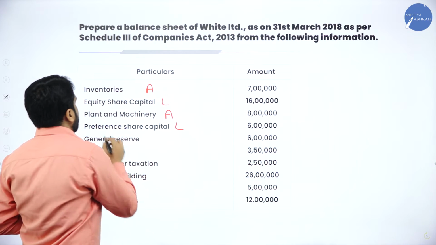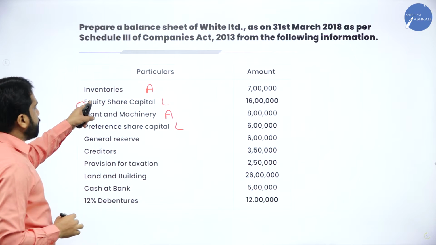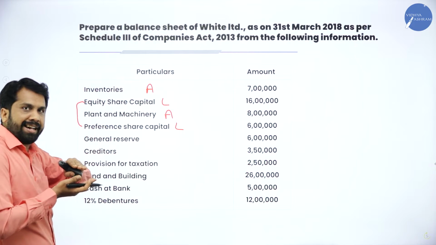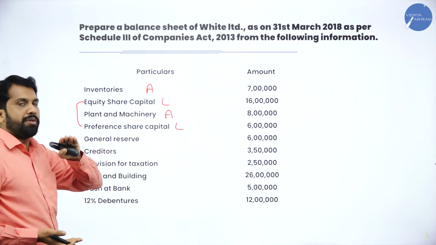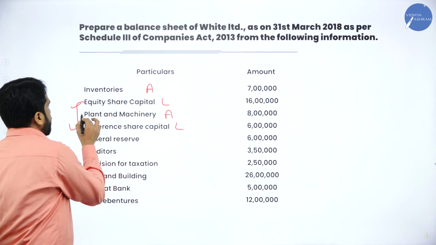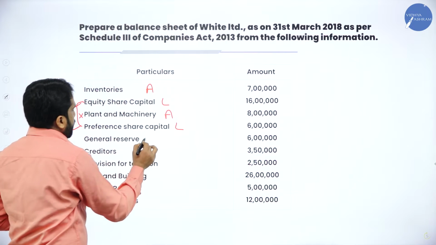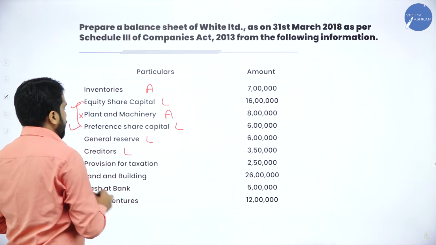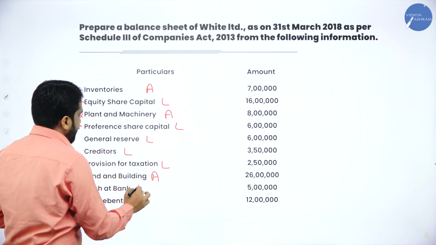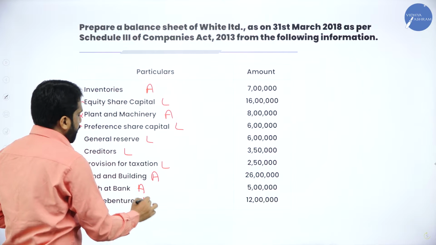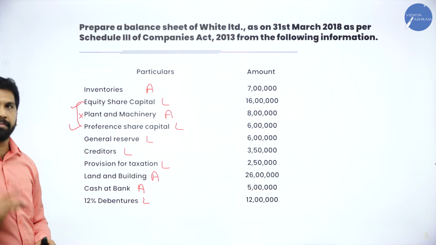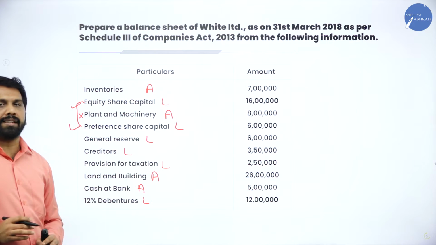Preference share capital, both are the same. Equity and preference shares, both are the same. You have to add them. Both are the same, meaning both come under capital. General reserve, liability. Creditors, liability. Provision, liability. Land and building, asset. Cash at bank, asset. Debenture. What is a debenture? Yes, it is a non-current liability. Remember this. Clear? We'll go for the answer.